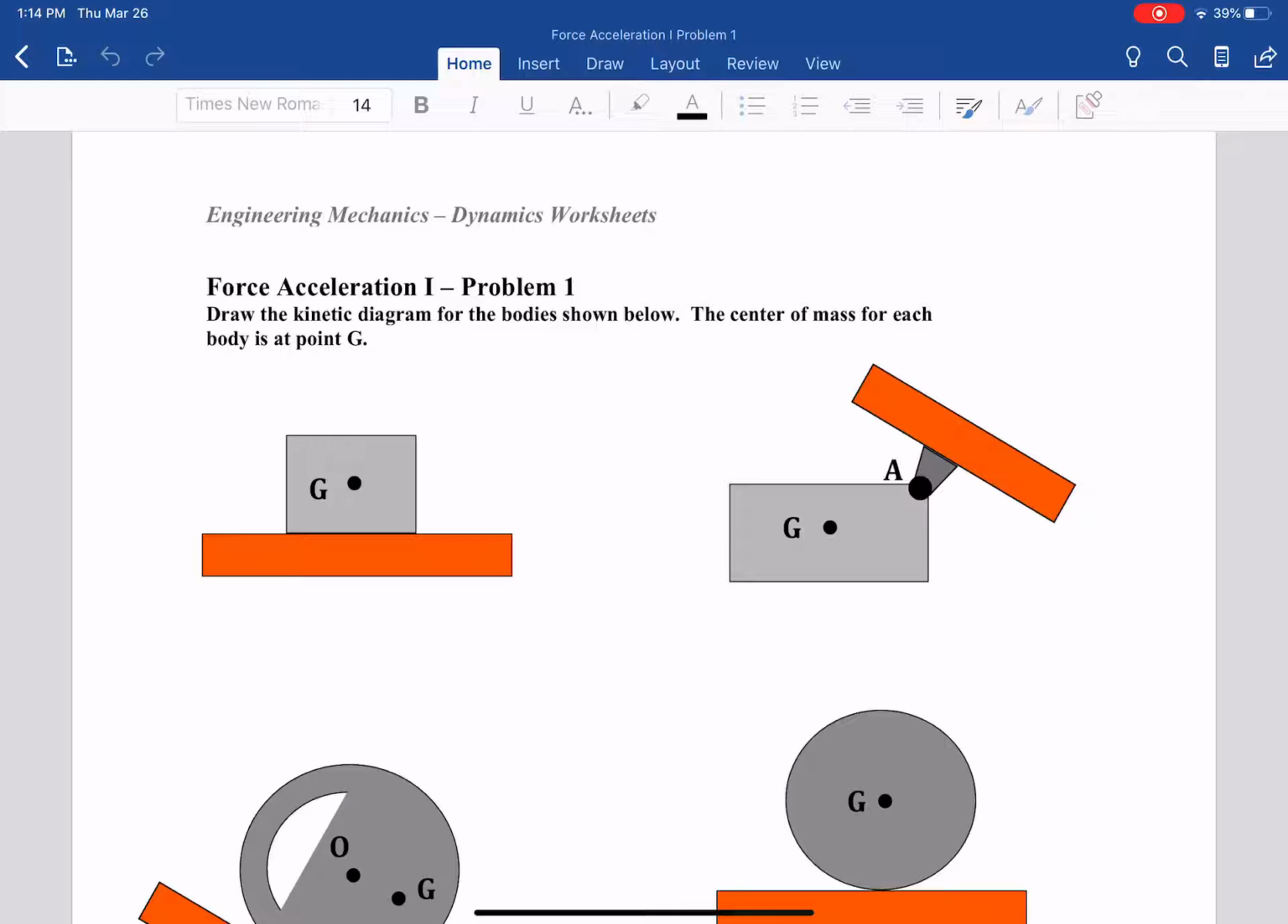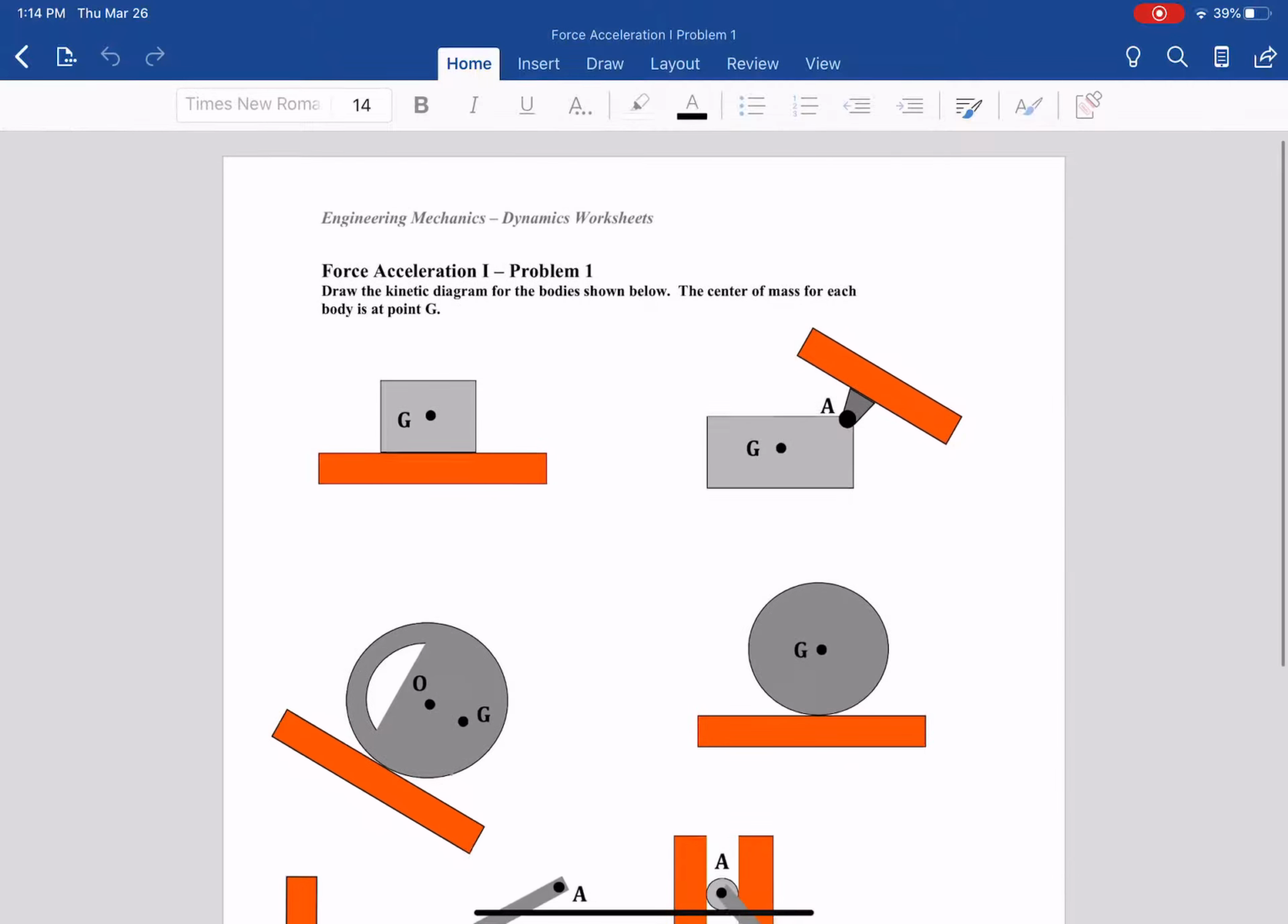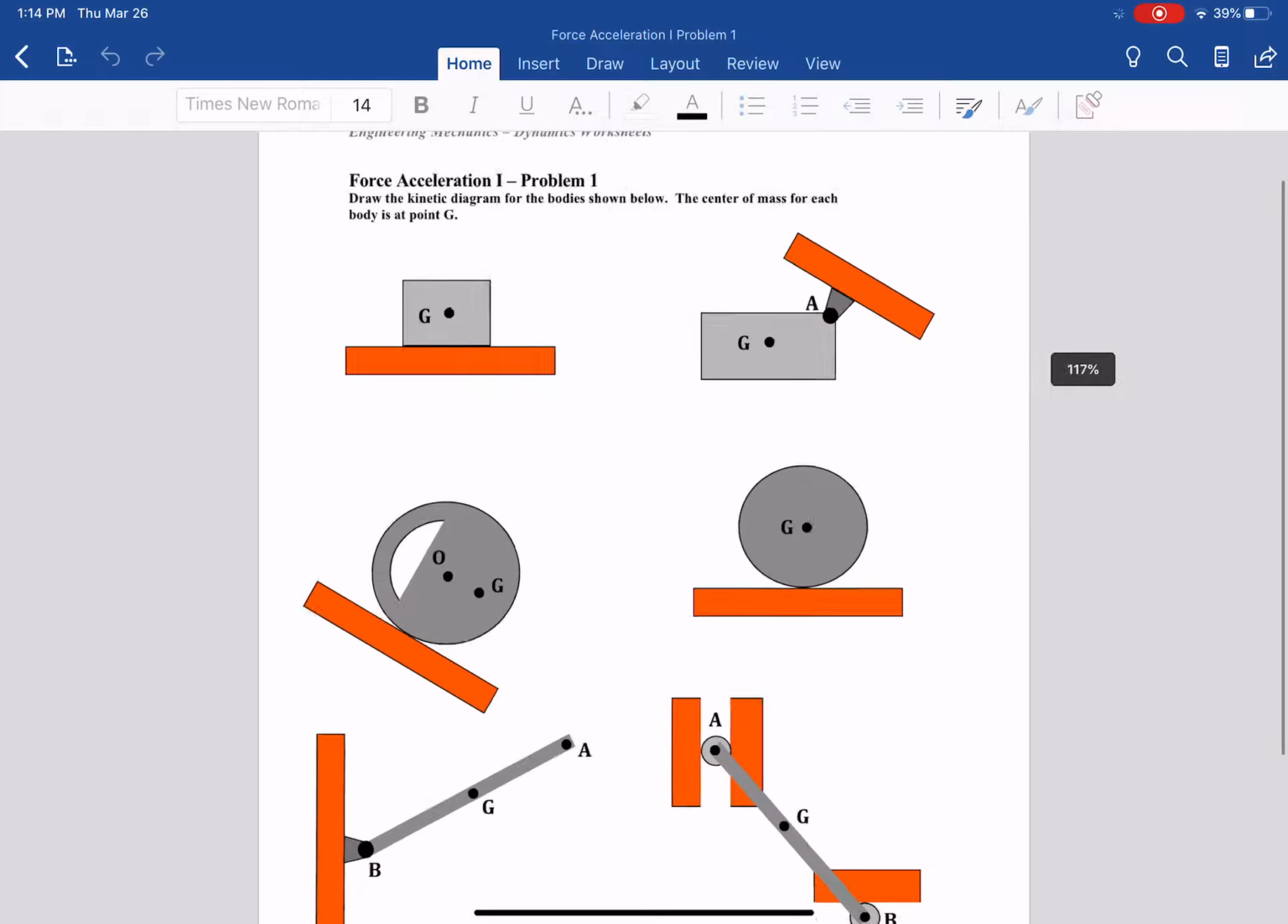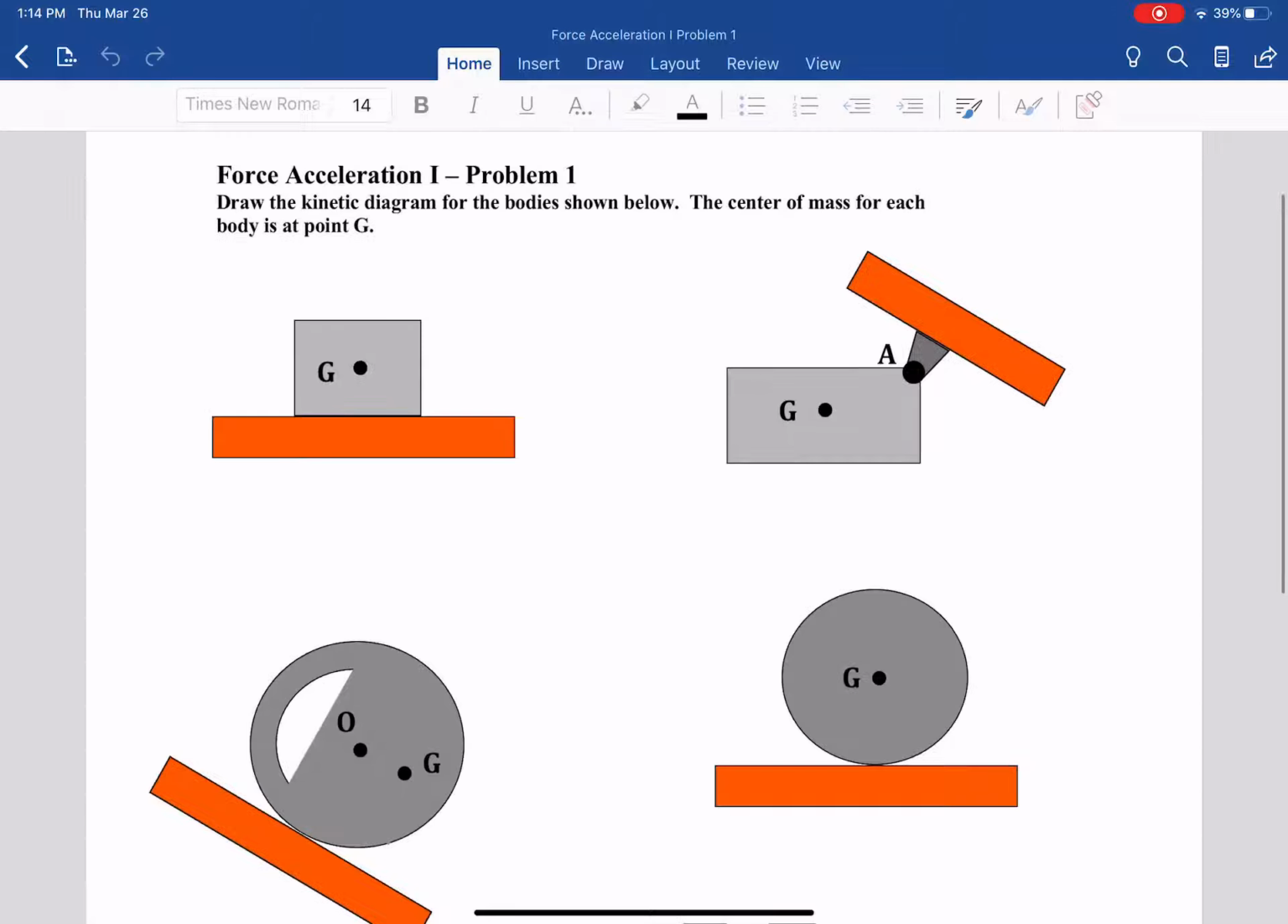But the kinetic diagram is something new, and I'm going to show you different scenarios with different types of motion, different types of body. We have 6 scenarios in problem 1. The question is: draw the kinetic diagram for the bodies shown below. The center of mass of each body is at point G.